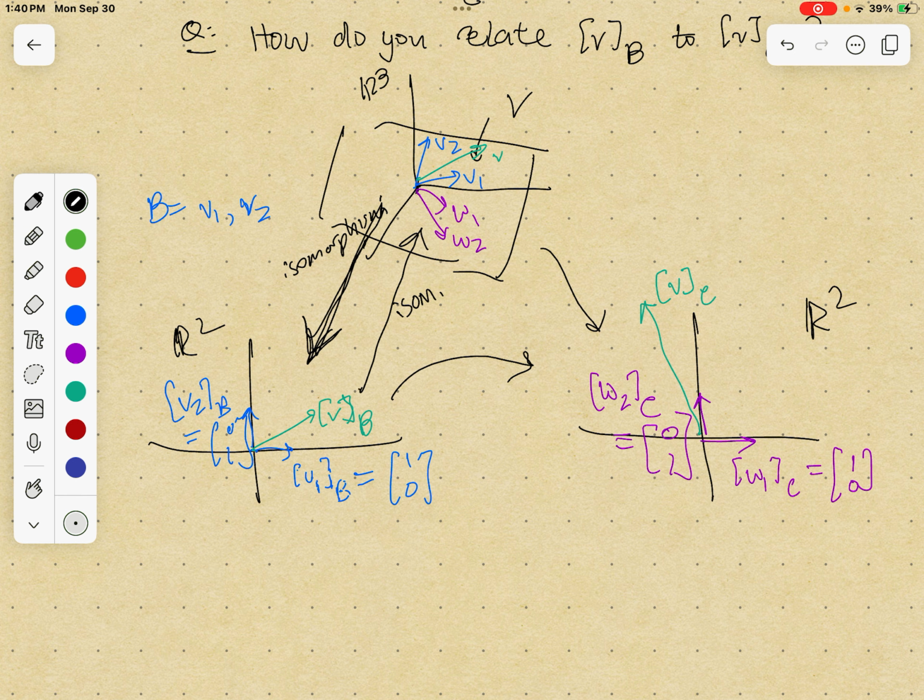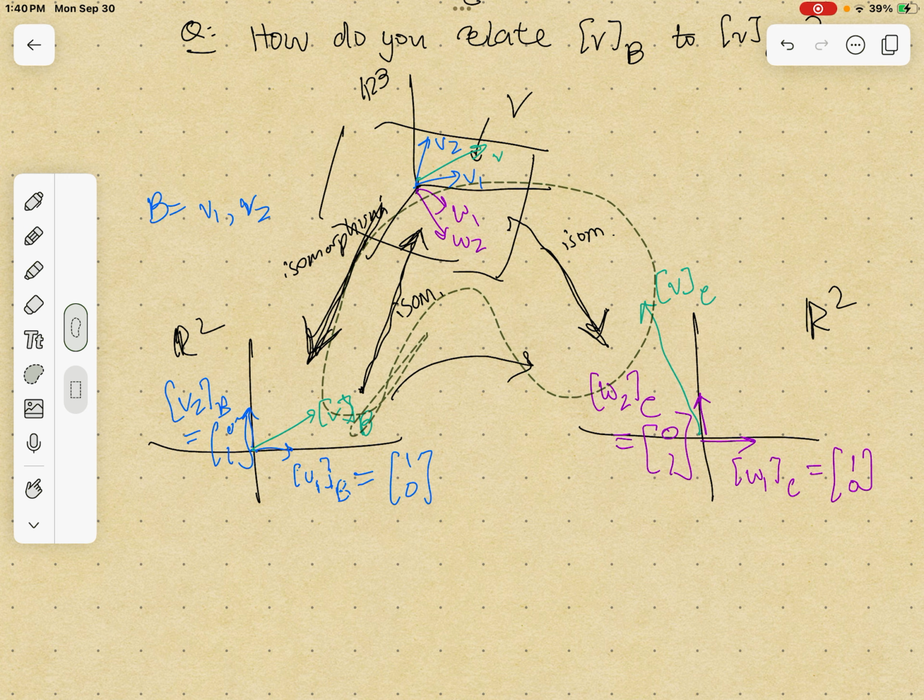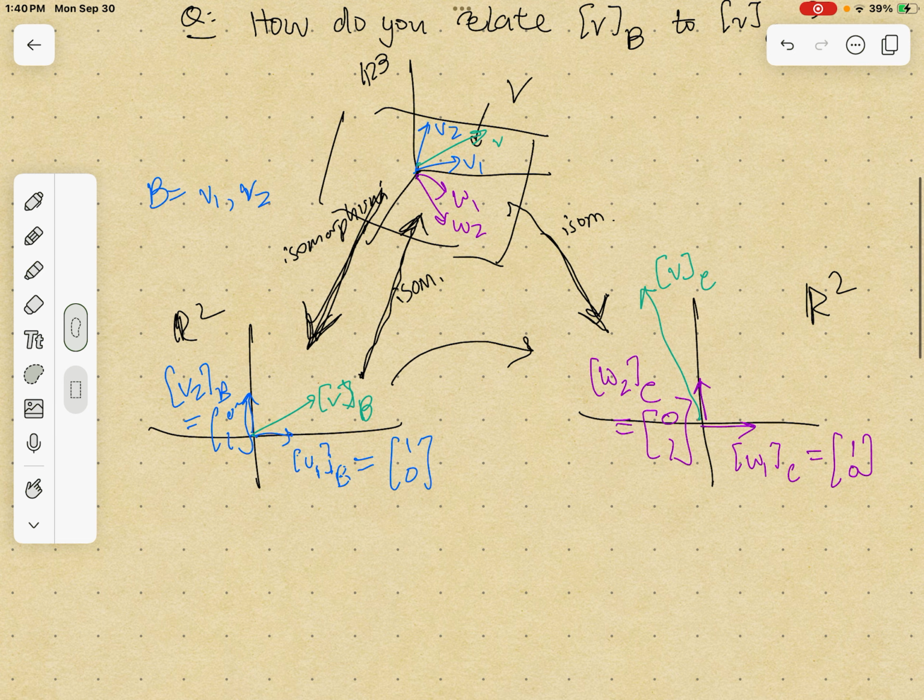So you have an isomorphism from the first R2 to V, and then this map from V to the second R2 is also an isomorphism. And so this map that we're interested in is the composition of these two maps, where you take the first R2, map it to V, and then map V into the second R2. That composition is an isomorphism. And when you have an isomorphism from R2 to R2, that's given by a matrix, right? Any linear transformation from Rn to Rm is given by a matrix, and that's the matrix we want.